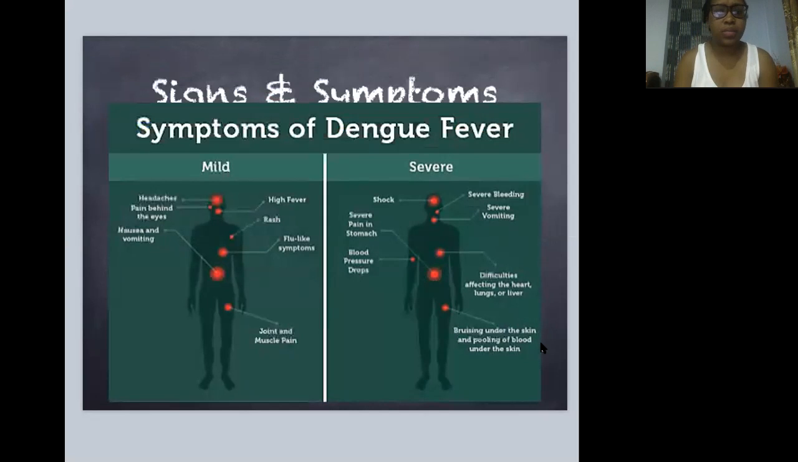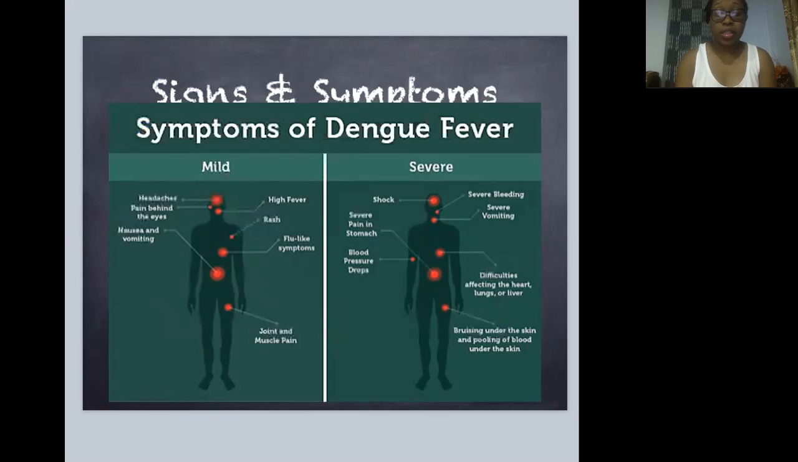So signs and symptoms of dengue fever. Dengue fever is a severe flu-like illness that can infect all ages, all ethnic groups. You can have mild dengue fever and severe dengue fever. So dengue fever should be suspected when you have a high fever, 40 degrees Celsius or 104 degrees Fahrenheit. So you must have this high fever and any other 2 symptoms such as severe headaches, pain behind your eyes, muscle and joint pains, nausea, vomiting, or you can have swollen glands.